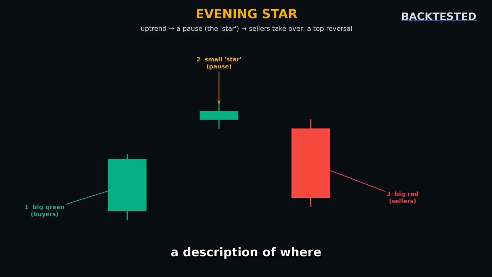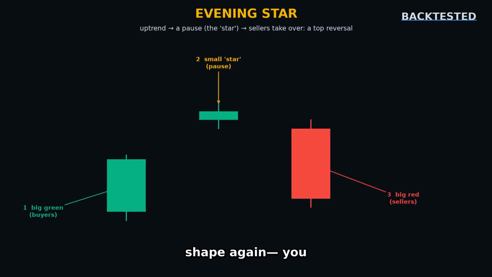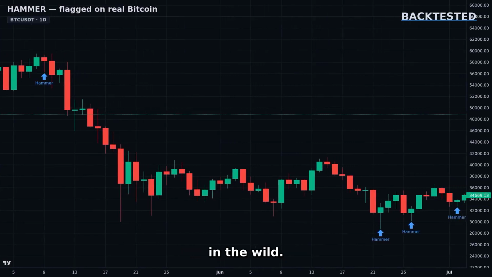Every one is just a description of where the open and close landed and who that favored. Learn the story behind each, and you never have to memorize a shape again. You simply read what the candles did. Let us see one in the wild.